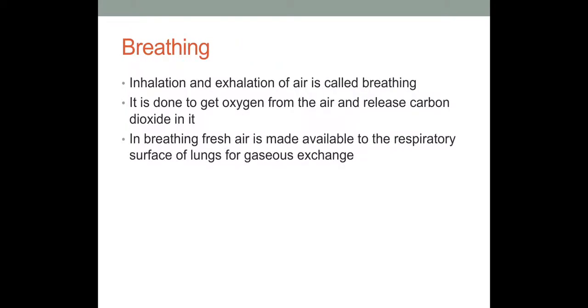Now there is another term which is called breathing. Breathing is simply the inhalation and exhalation of air. The taking in and the letting out of the air is simply termed as breathing. It is done to get oxygen from air and release carbon dioxide in it. It is done for respiration. In breathing, the fresh air is made available to the respiratory surface, and you know that the respiratory organ is the lung. So in breathing, the fresh air is made available to the respiratory surface of the lungs for gaseous exchange.